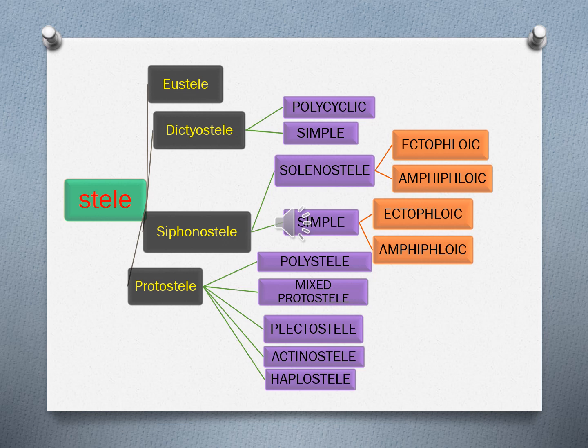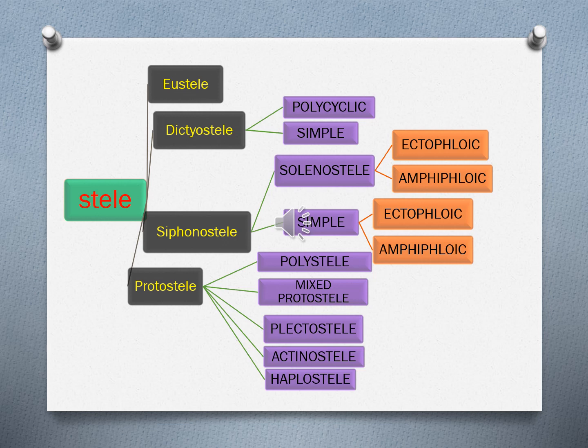Protostele, siphonostele, dictyostele, and eustele. The protostele can be of 5 different types: haplostele, actinostele, plectostele, mixed protostele, and polystele. Siphonostele can be simple siphonostele and solenostele. The simple siphonostele is further divided into amphiphloic siphonostele and ectophloic siphonostele. The solenostele is also further divided into ectophloic solenostele and amphiphloic solenostele. Then the third main type, dictyostele, is also divided into two: simple dictyostele and polycyclic dictyostele.